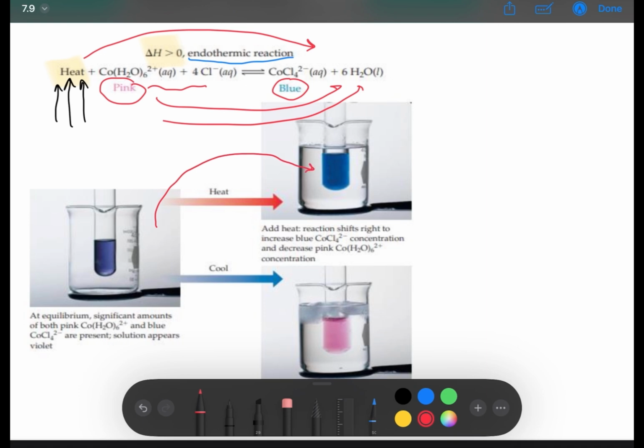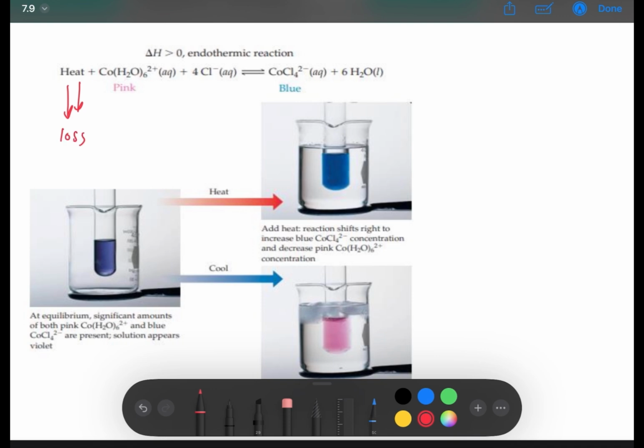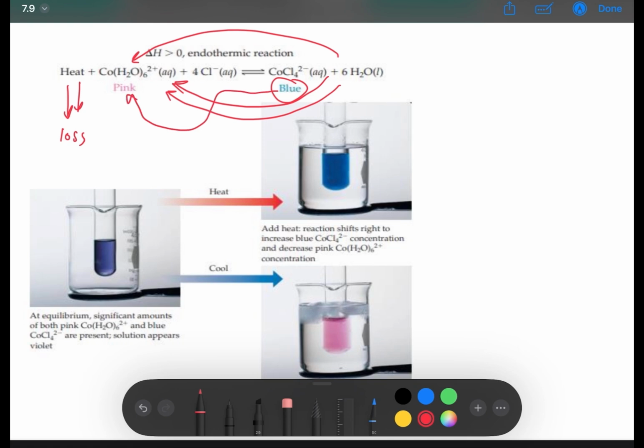On the other hand, if I decrease the temperature, which means that I have a loss, the reaction wants to shift to compensate for this loss. As a result, if it's blue, it will change to pink. You can see here it will start to be pink, as we are decreasing the temperature for an endothermic reaction.